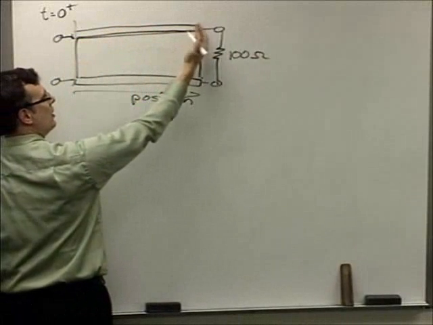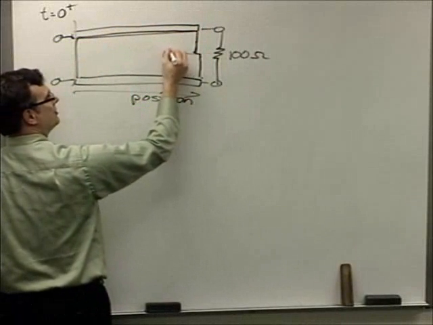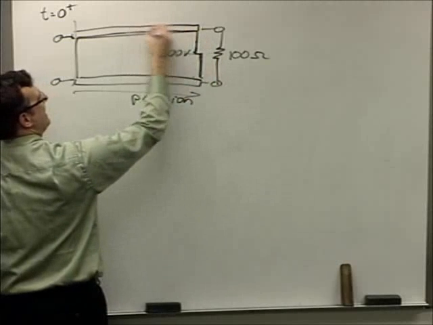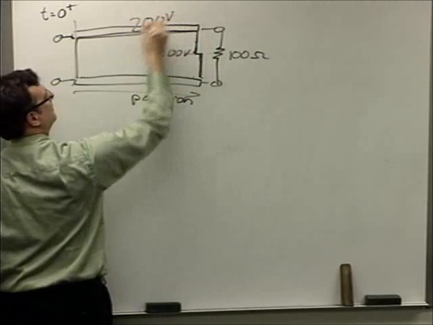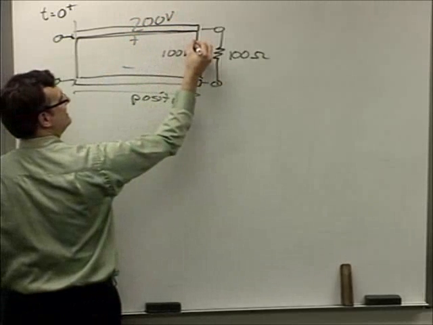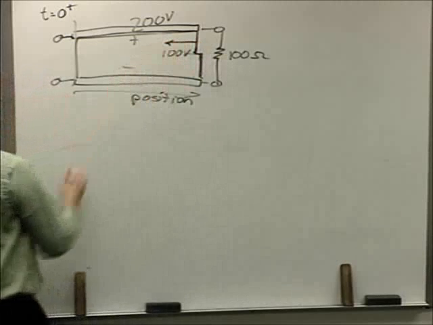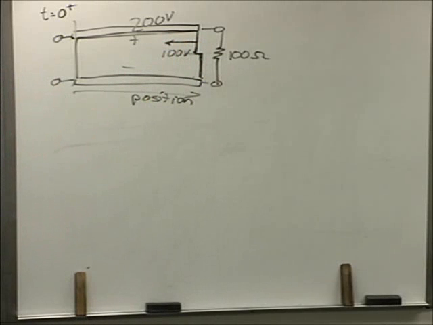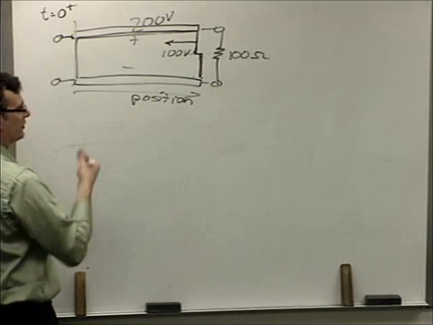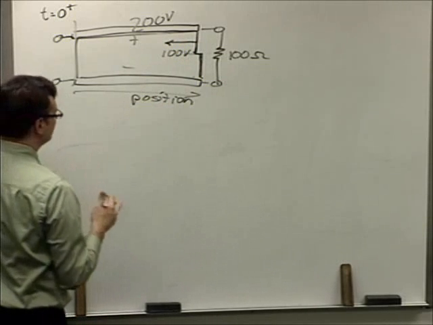So I have a leading edge of 100 volts, and a total 200 volts drop between the top and the bottom plate. And what I see is this leading edge that starts moving across the transmission line, my little long skinny capacitor.